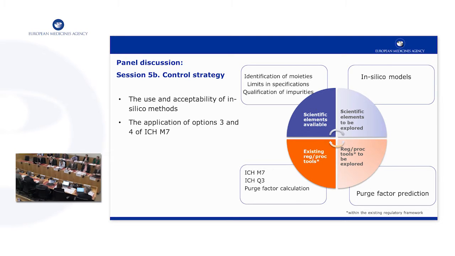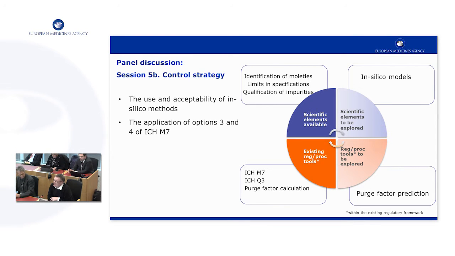I just have one question. If you do your purging calculations, you look only at the synthesis itself. So you cannot manage any mutagenic impurity which is imported by solvents, reagents, or whatever.